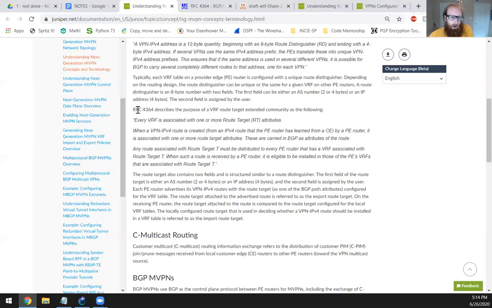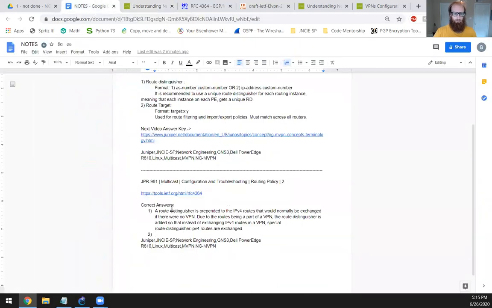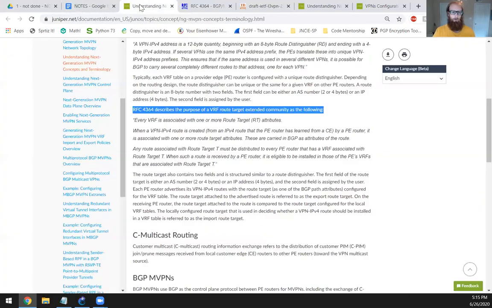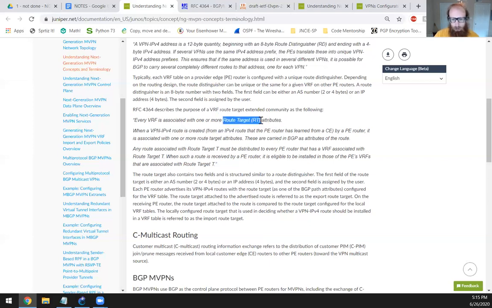Okay, so RFC 4364 describes the purpose of a VRF route target extended community. I didn't even realize I was reading the definition of what will hopefully eventually become the correct answer for the definition of a route target, because there's such a word salad here. So let's read that again more carefully. Every VRF is associated with one or more route target attributes. So here's some more word salad. I just want to know if they're talking about the route target or not.